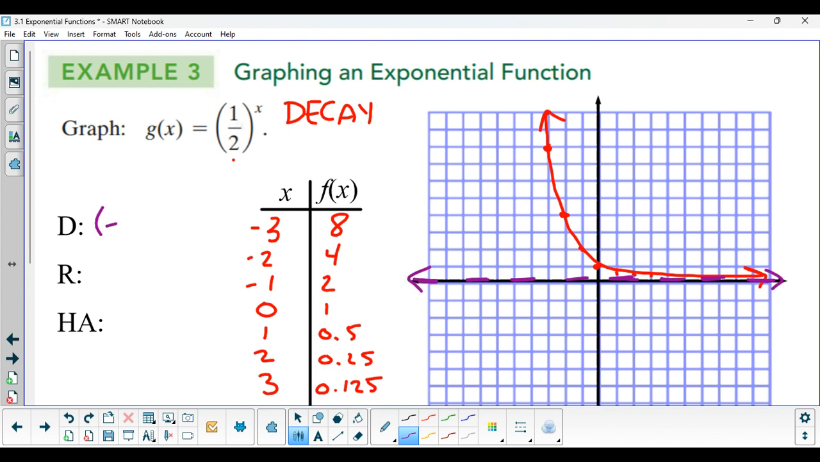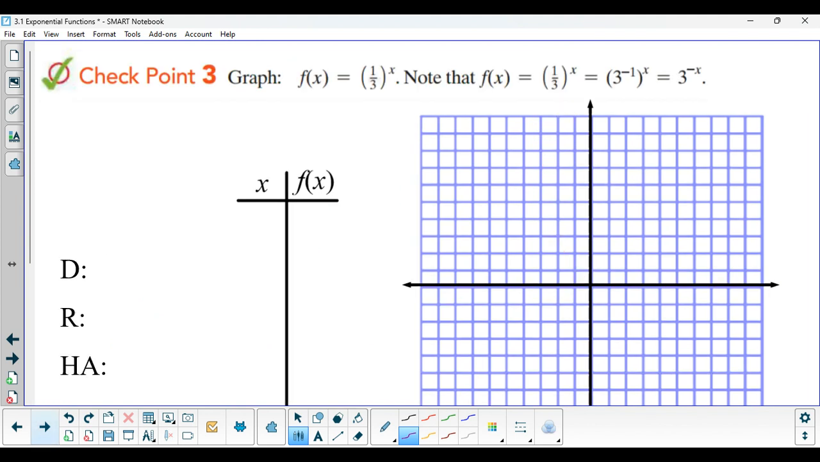So our domain is not going to change. It's the same thing as the last one, negative infinity to infinity. Our range goes from 0 all the way up to infinity. And our horizontal asymptote is the same thing as before, y equals 0. The tough thing about the horizontal asymptote is just looking to see where the graph looks like it's kind of stopping. Checkpoint 3 we will do together as well.